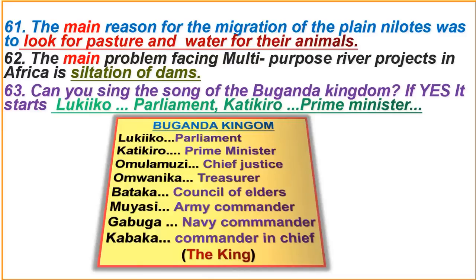Lukiko, Parliament; Katikiro, Prime Minister; Omulamuzi, Chief Justice; Omwanika, Treasurer; Bataka, Council of Elders; Mujasi, Army Commander; Gabunga, Navy Commander; Kabaka, Commander-in-Chief, the King.